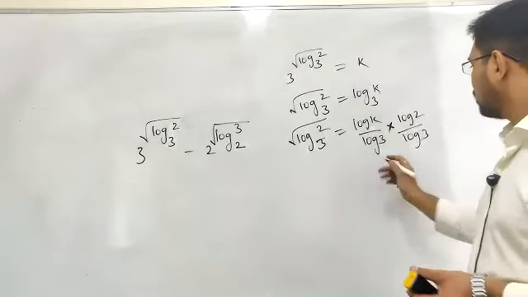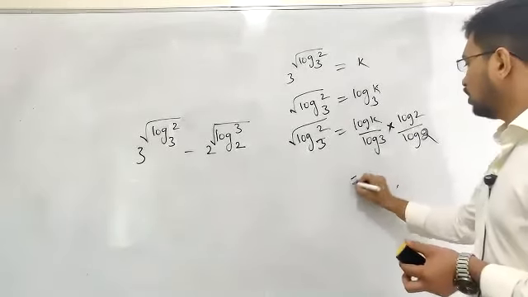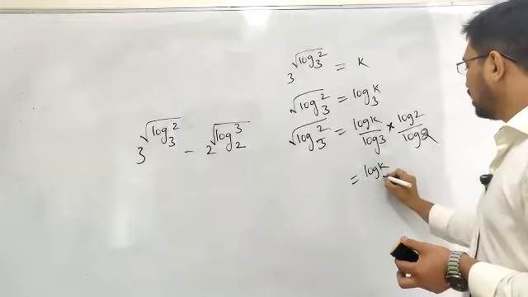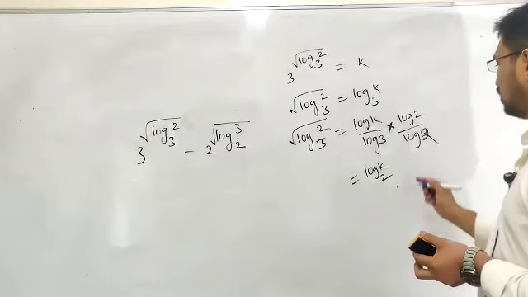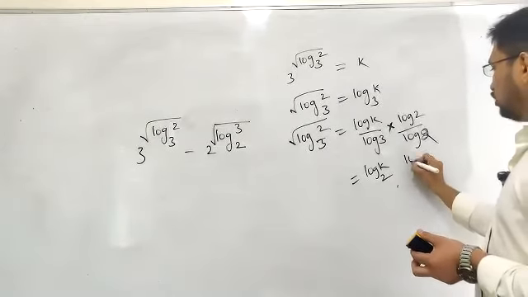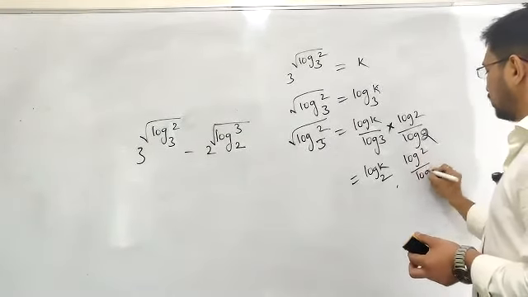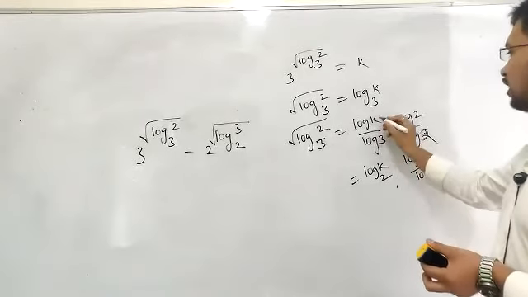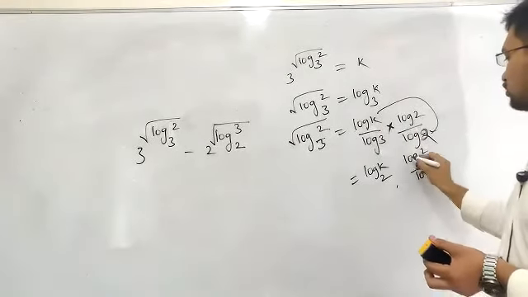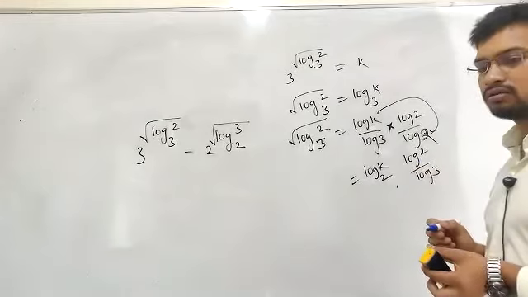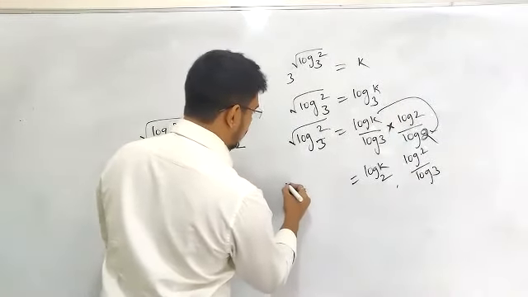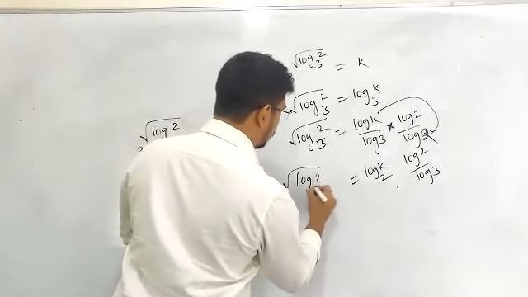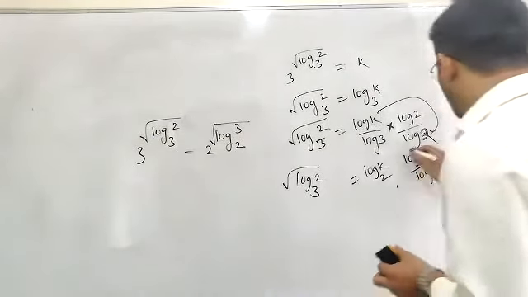Sorry, this is log 2. So this I'll write as log k by log 2, into log 2 by log 3. I write it like this, log k base 2. This log k by log 2 I'm writing as log k base 2. This I'm writing as log 2 by log 3. So this part is under root of log 2 base 3. Now what about this part?